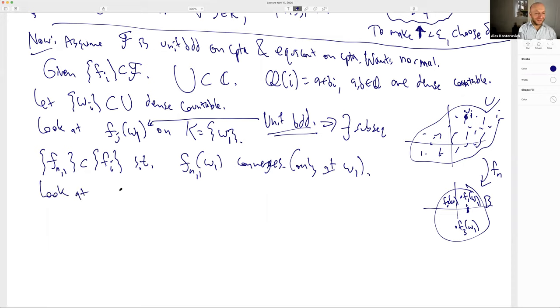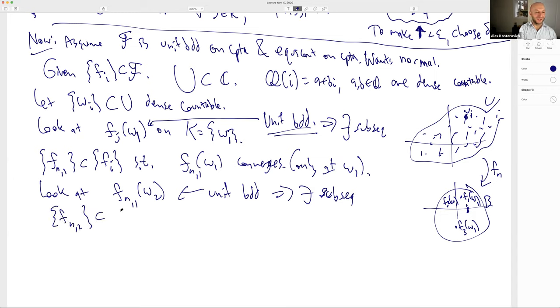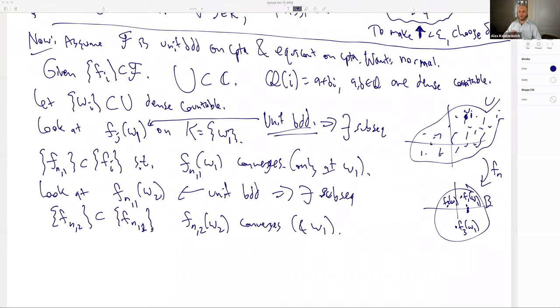Okay, now look at Fn1 of W2. The singleton W2 is a compact set. These numbers are uniformly bounded. Hence, there exists a subsequence of the subsequence, let's say Fn2, a subsequence of Fn1, such that Fn2 of W2 and W1 converge. And W1 automatically, since this is a subsequence of the functions where these things converge. Does that make sense? So we've got a subsequence now for which both points are convergent.